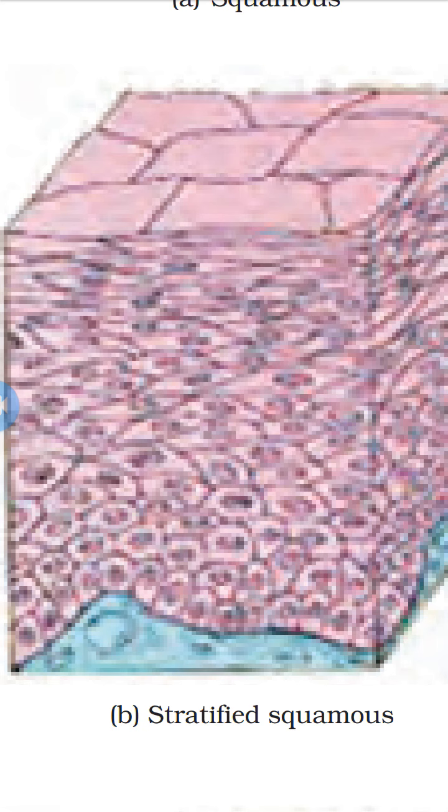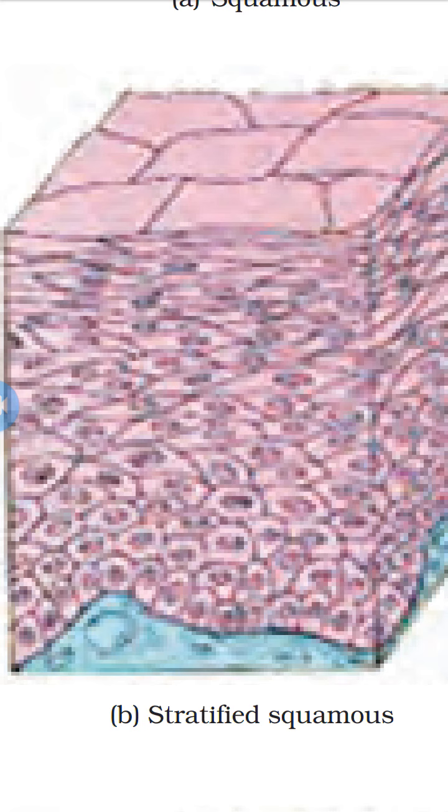Skin is made up of stratified squamous epithelium. It is made up of epithelial cells arranged in many layers. Stratified squamous has many layers, and it offers protection as well as preventing wear and tear, for example skin.